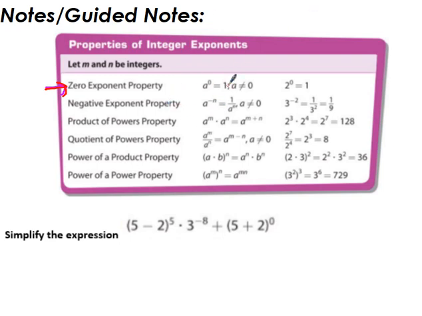anything raised to the power of 0 is just equal to 1. So 2 raised to the power of 0 is equal to 1. If I had 4 raised to the power of 0, the answer is just 1. If I had 217 raised to the power of 0, the answer is 1. Anything raised to the power of 0 is 1. Okay?